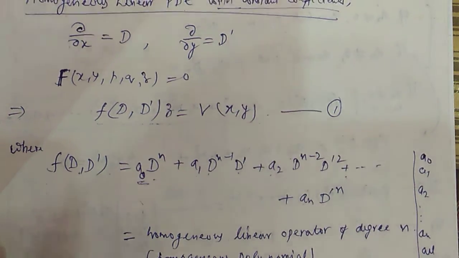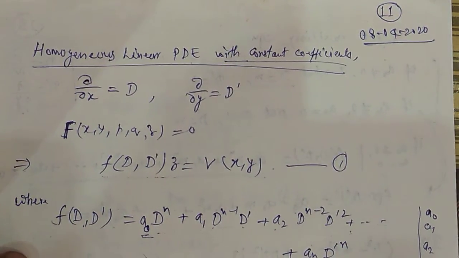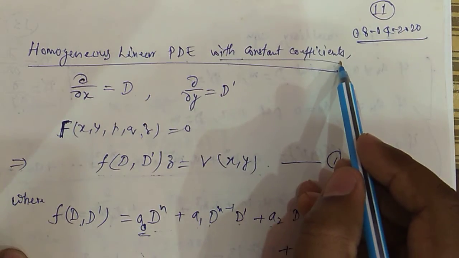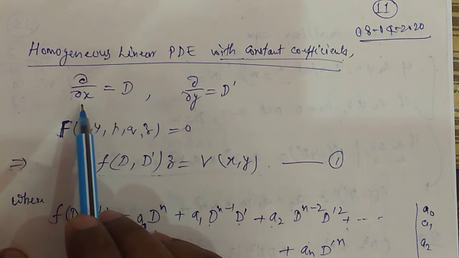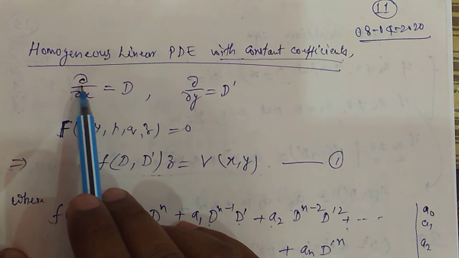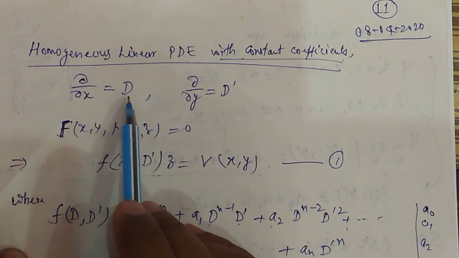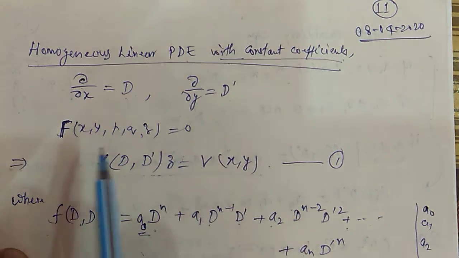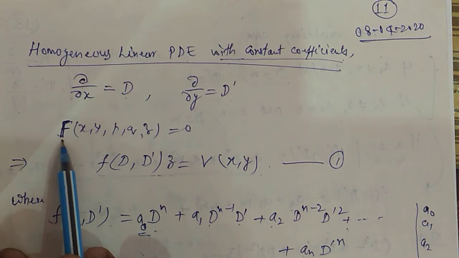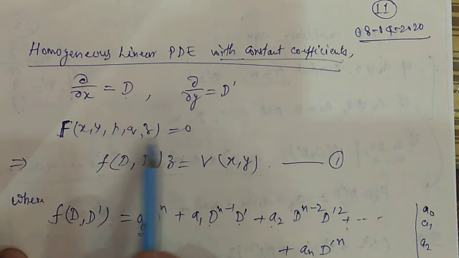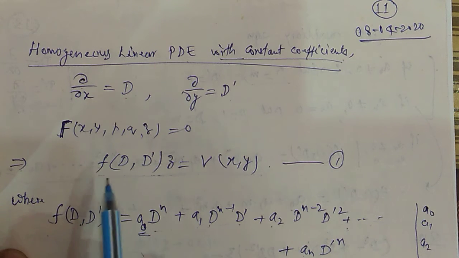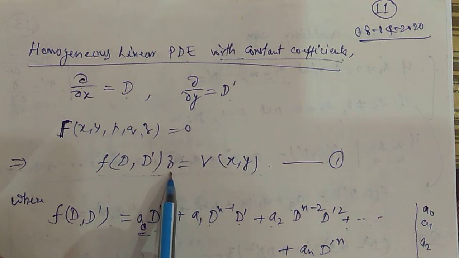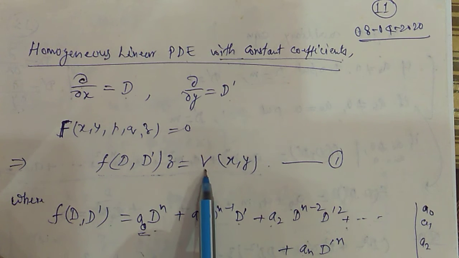Good morning, class. Today we learn the new topic: homogeneous linear partial differential equation with constant coefficients. Let us put the notation del over del x equal to capital D and del over del y equal to capital D dash. So the partial differential equation F(x, y, p, q, z) equal to 0, we can transform in the form of a function of D and D dash acting on z equal to a function of x, y.